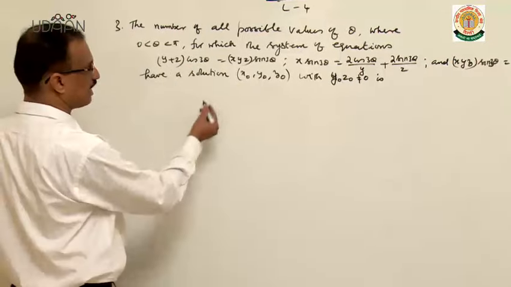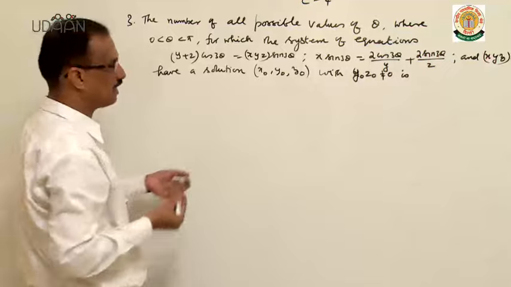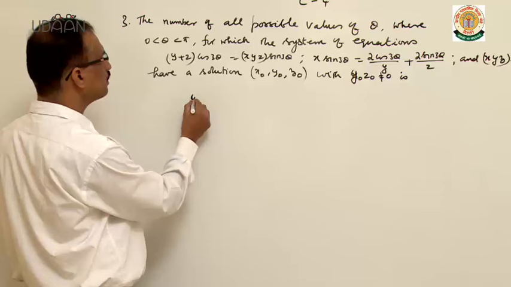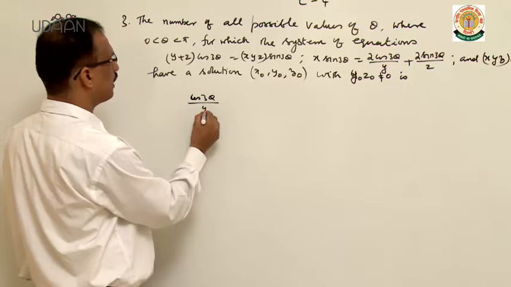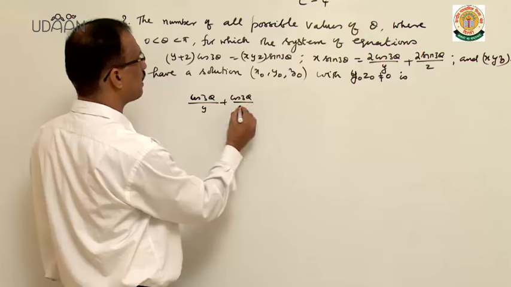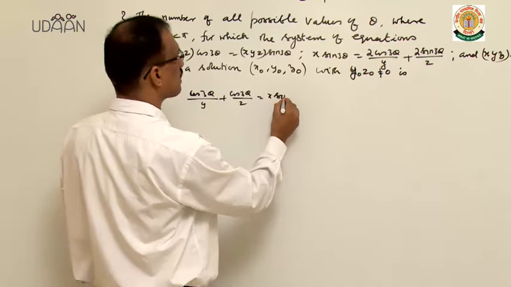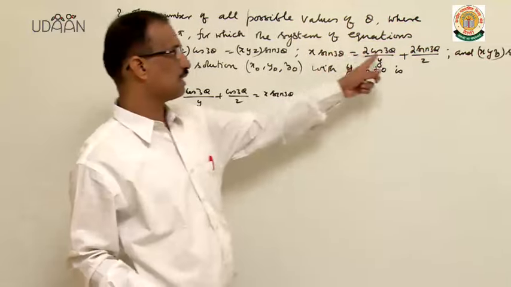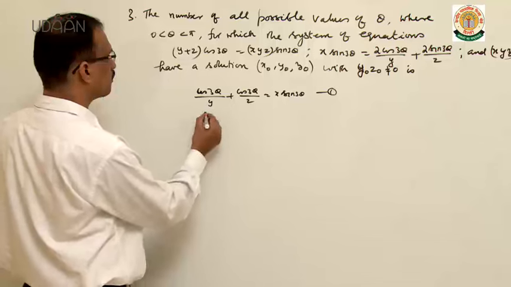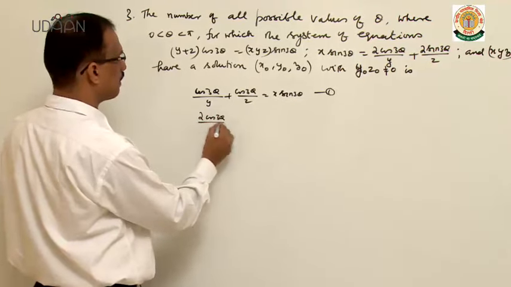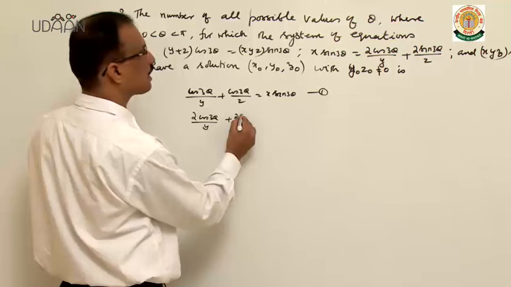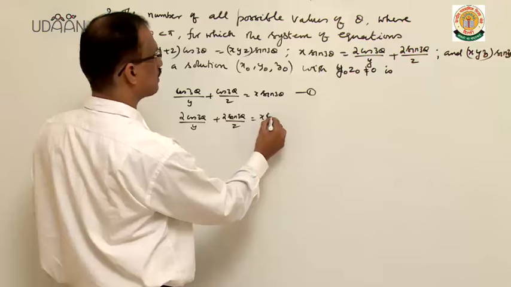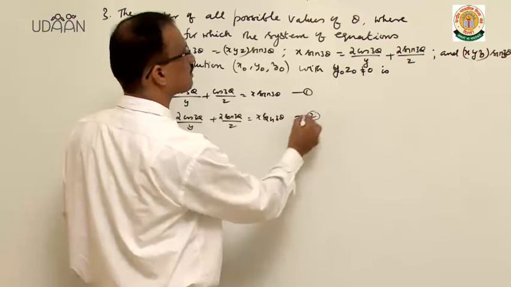So, first let us rewrite this equation y plus z cos 3 theta. If you divide by yz, you will get cos 3 theta by y plus cos 3 theta by z equals x sin 3 theta. Take this as one equation. Similarly, the second equation, you have here 2 cos 3 theta by y plus 2 sin 3 theta by z equals x sin 3 theta. Take this as 2.